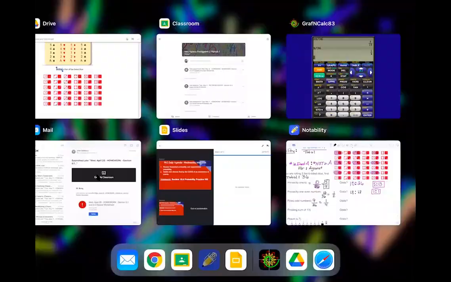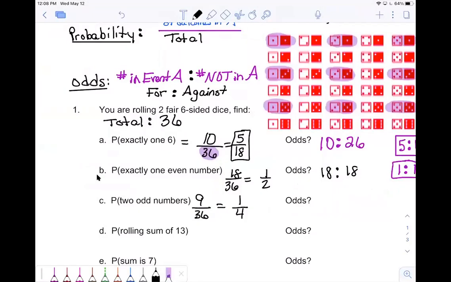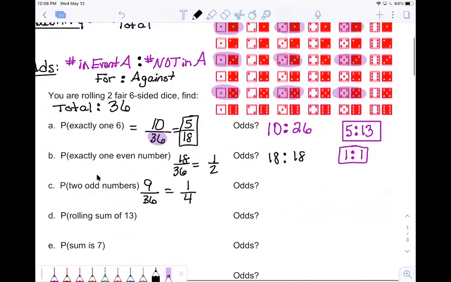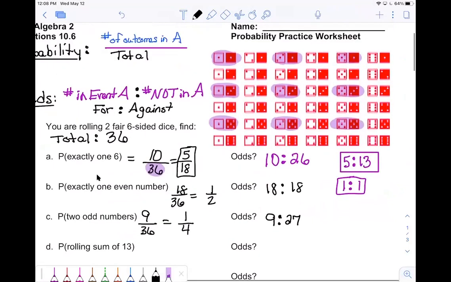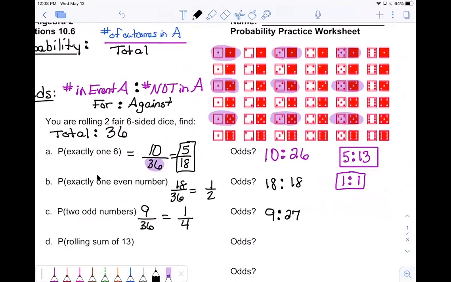So 9/36 is 1/4. Now, when you go to do the odds, 9 of the pairs have 2 odd numbers. If I take away those 9, the dice that are remaining, there are 27 left. So I write that as 9 to 27. So pretty much all the ones that aren't highlighted are the ones that are left. And those odds reduce to 1 to 3.